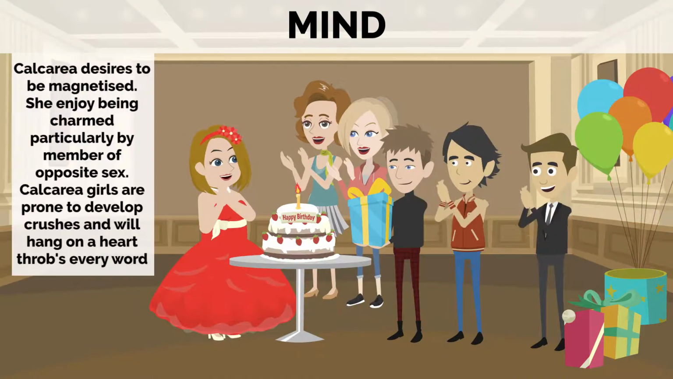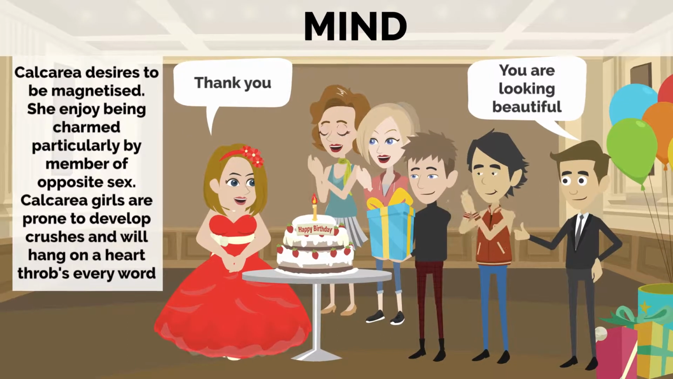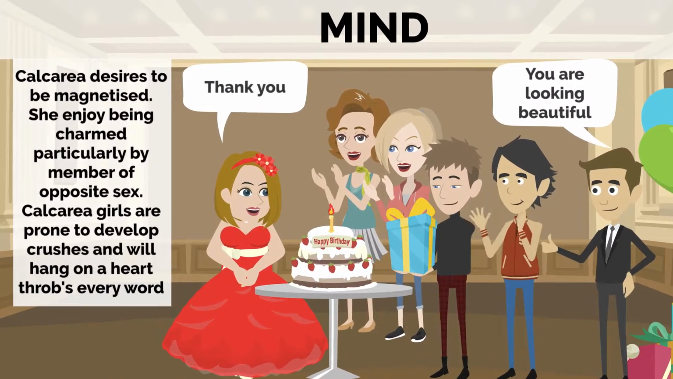Calcarea desires to be magnetized. She enjoys being charmed, particularly by a member of the opposite sex. Calcarea girls are prone to develop crushes, and will hang on a heartthrob's every word.